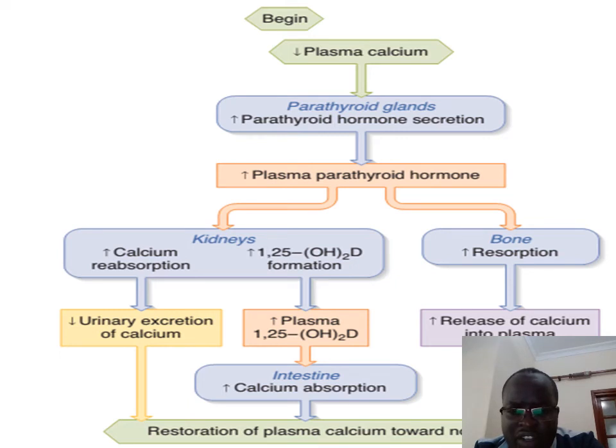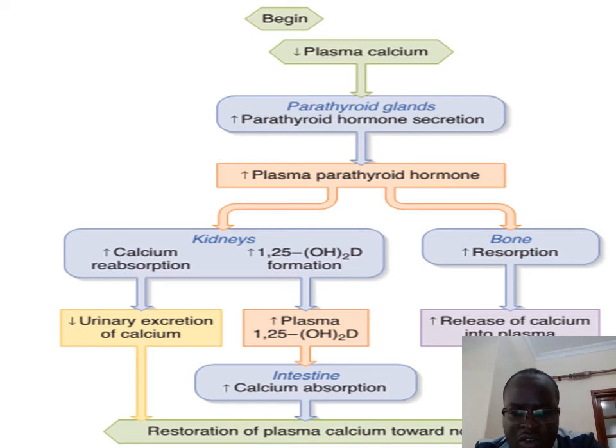There will be an increase in plasma parathyroid hormone, of course, that will be transported to the kidneys and then to the bones. In the kidneys, what is the function of the parathyroid hormone? It will cause an increase in calcium reabsorption and also an increase in phosphates reabsorption. But here we're interested in the calcium. Then it will cause activation of vitamin D.